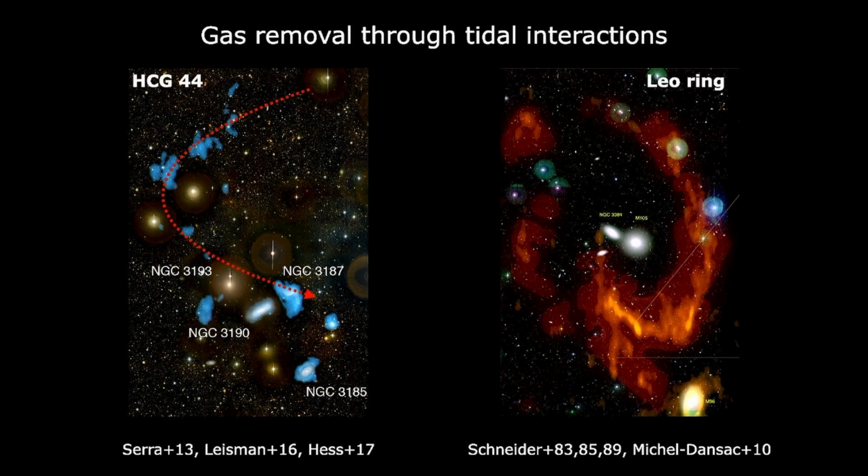On the right-hand side, you see another beautiful and famous case, the Leo Ring, which is this ring of HI surrounding a galaxy group. In the work by Michel Dansac and collaborators, the idea is that this ring has formed because of a head-on collision between two galaxies in the group, and is formed of gas that used to be in one of the two galaxies and is now expanding in the intragroup medium.